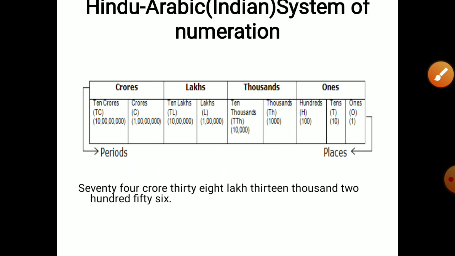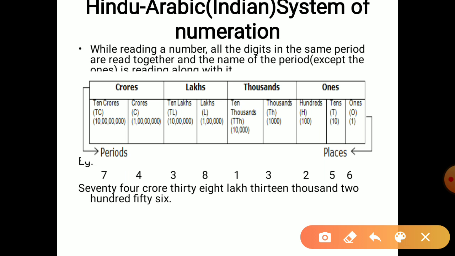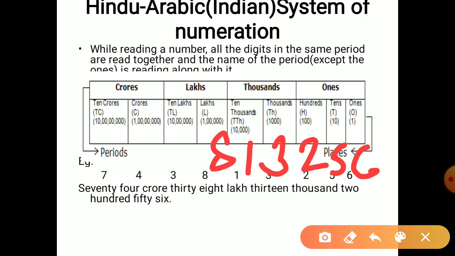Let's take an example, some bigger example. So my number is this: 7438132256. As I said, we start writing our number from the right hand side. I will write 6 into the ones place, I will write 5 into the tens place, I will write 2 into the hundred place, then I will write 3, then I will write 1, I will write 8, I will write 3, I will write 4, and I will write 7.